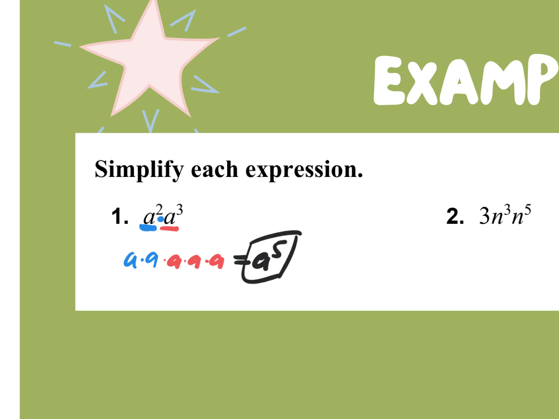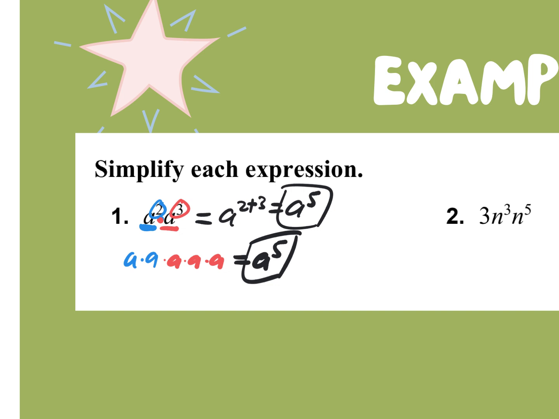So this is a to the 5th. But you don't need to write it out every single time. What you can do instead is look at your exponents. I have a 2, I have a 3, they're being multiplied. So you can just add the exponents. It's a to the 2 plus 3, which is still a to the 5th. So that still gets you your answer.